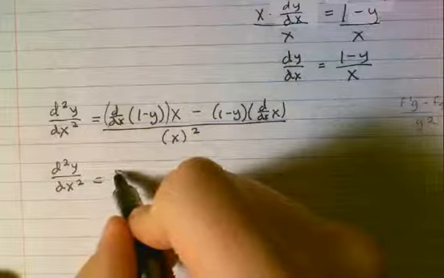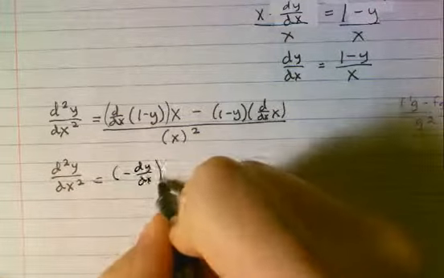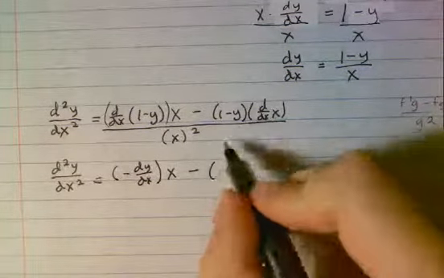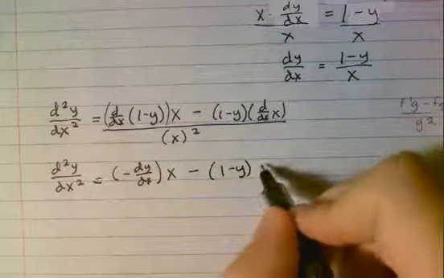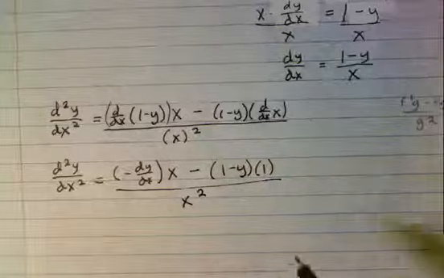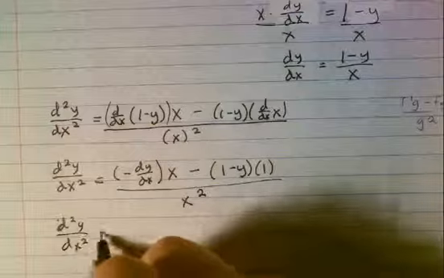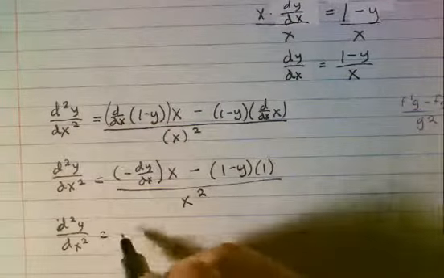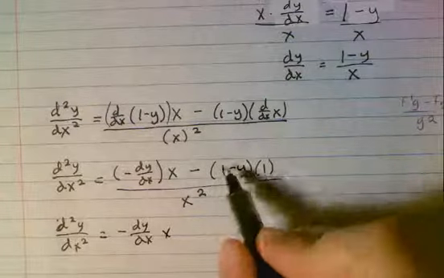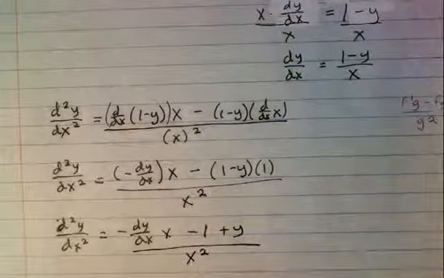The derivative of 1 is just 0. The derivative of negative y is going to be negative dy dx. We've got that x along for the ride. We're going to subtract 1 minus y, and then the derivative of x with respect to x is just 1. It's all over x squared. So d2y dx squared: we've got negative dy dx times x, and then distribute this 1, distribute this negative, minus 1 plus y, all over x squared.